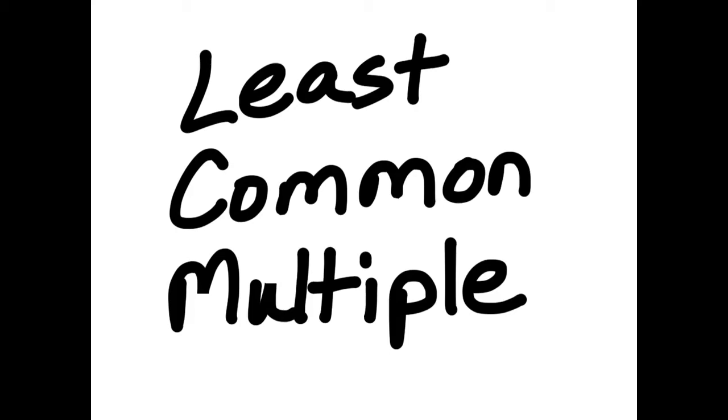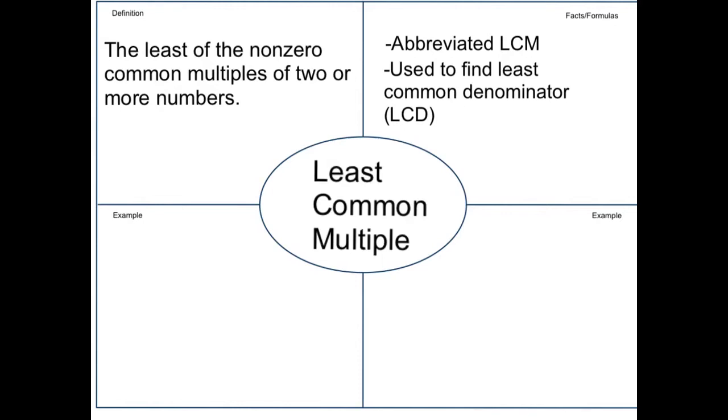This video is going to be about least common multiples. Here's the definition for least common multiple. It's nothing more than common multiples that two or more numbers share. You need to know that an abbreviated version of least common multiple is LCM.